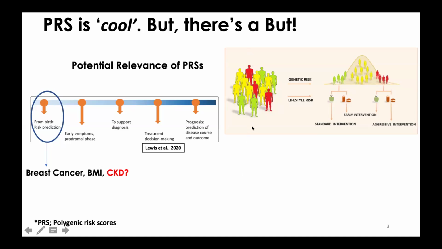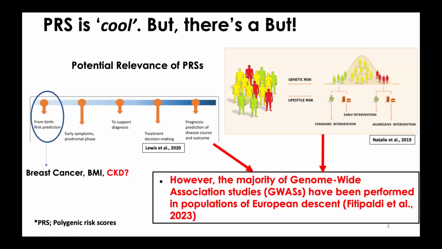But where do we get that from? We get that from what we call genome-wide association studies. And most people here will appreciate that these are hugely expensive studies. And it's a no-brainer that most of the data that we have is from the high-income countries because they can afford to do the studies.